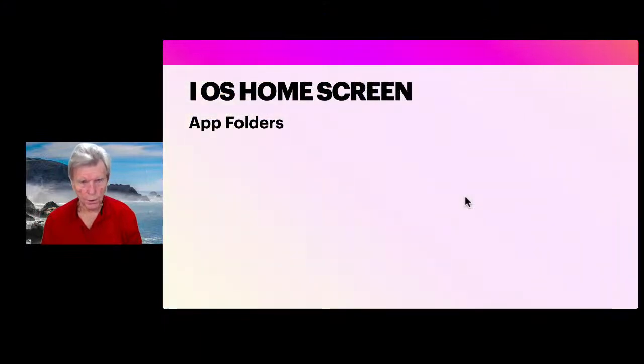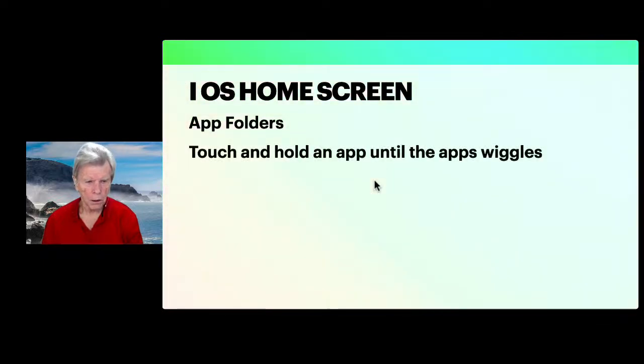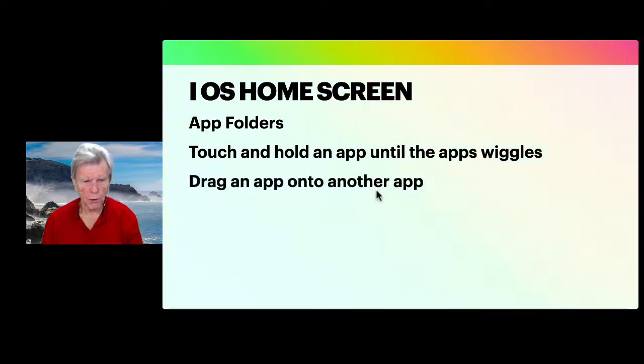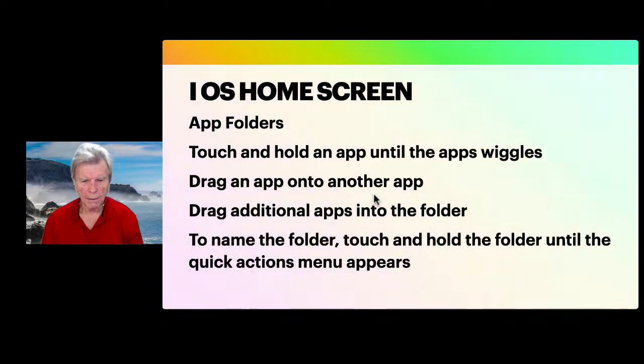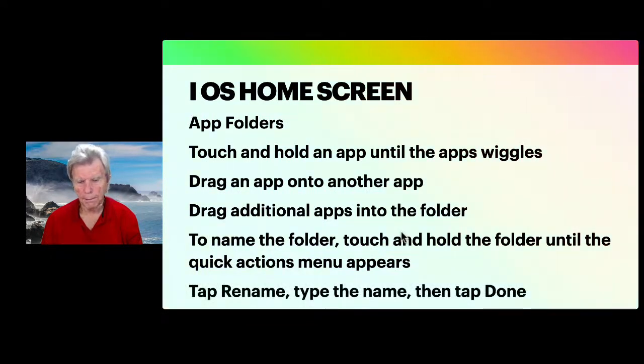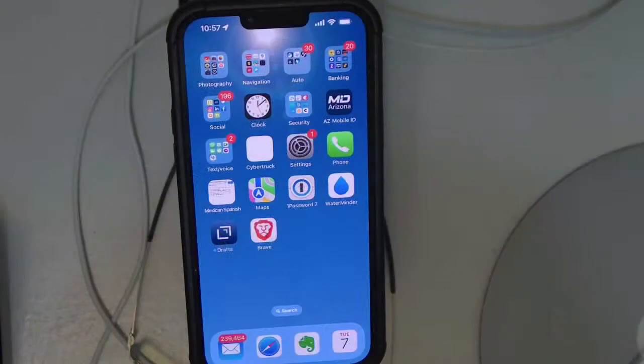So let's talk about folders. We were talking about bringing things together, like apps, into one place, but that one place could be a folder. So now we touch and hold an app until it wiggles, and then we simply drag that app on top of another app, and that creates a folder automatically. So then we can drag additional apps into that folder. We can name the folder and touch and hold the folder until the Quick Actions menu appears. Then we click on Rename and type in the name and then tap Done. So let's show you how that works.